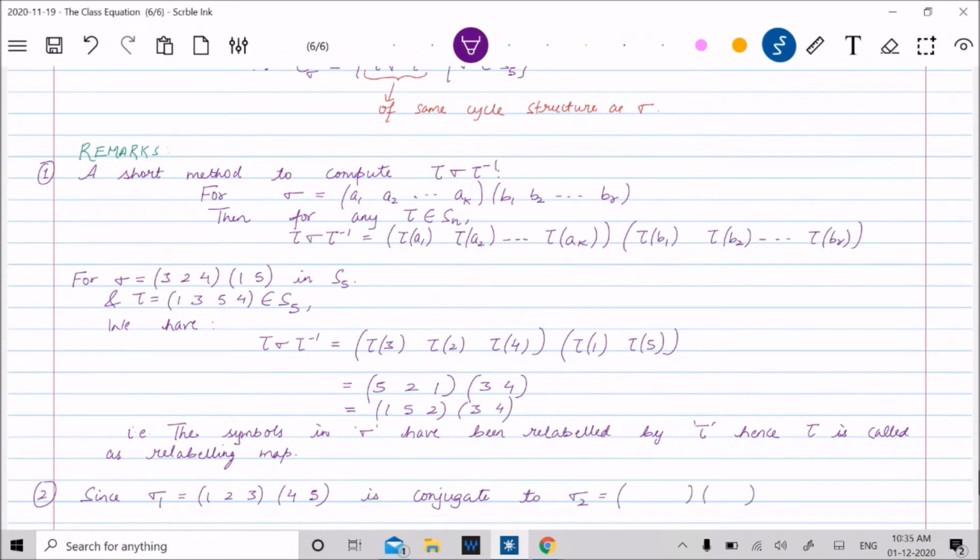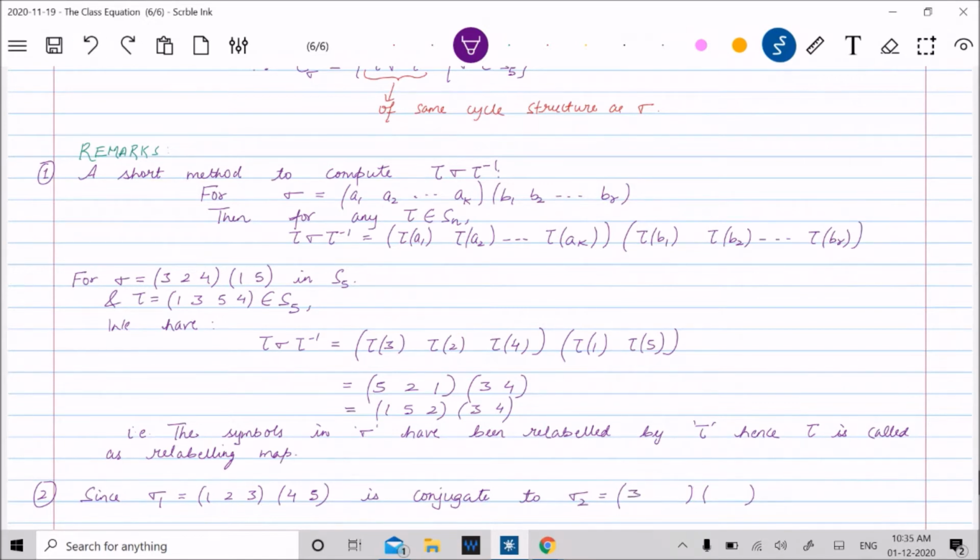Mridul? Yes, sir. Any element belonging to S5 to which this sigma 1 is conjugate. Now you know that all the elements which will be conjugate to sigma 1 will have the same cycle structure. That's why I put the same cycle structure here. Just tell me another element randomly. It's your choice. What three elements you want to write here and what two you want to write here. You can write any.